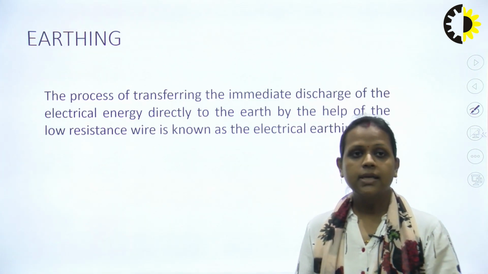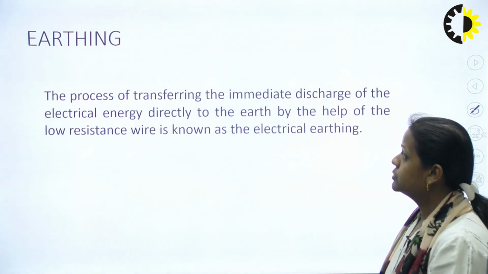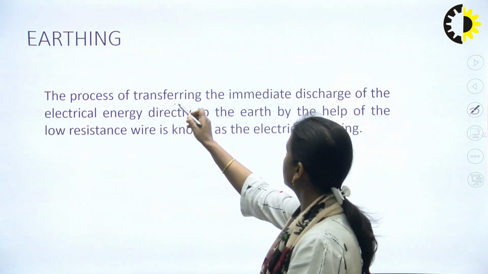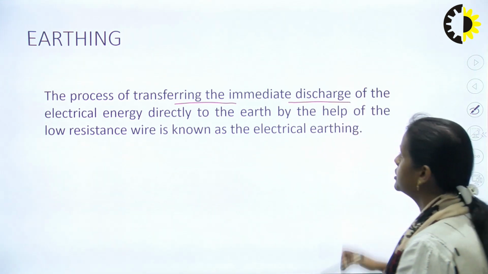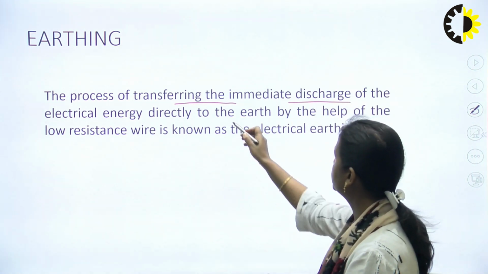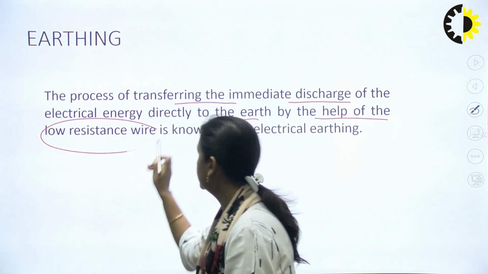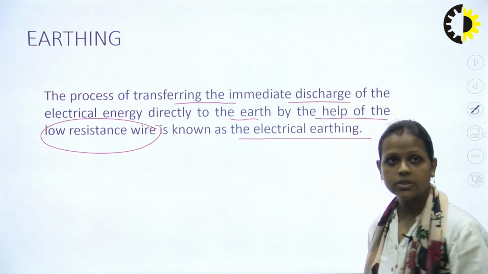Now coming to the next topic, that is earthing, right? So what is this earthing? Basically, earthing is the process of transferring the immediate discharge of the electrical energy directly to the earth by the help of a low resistance wire, and is known as electrical earthing.